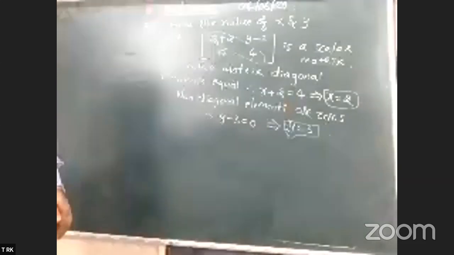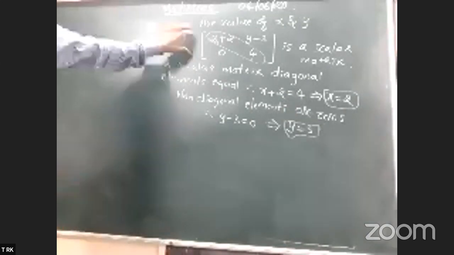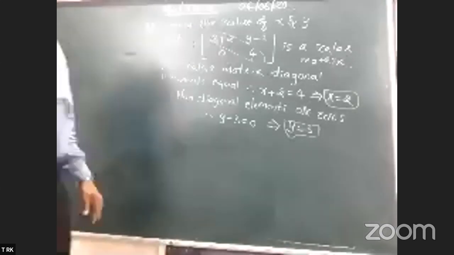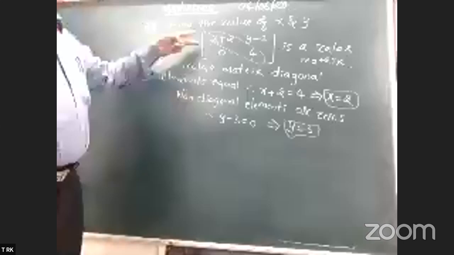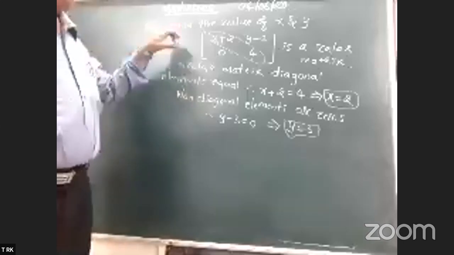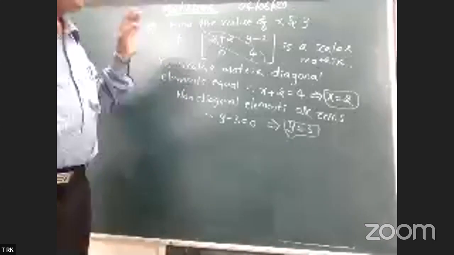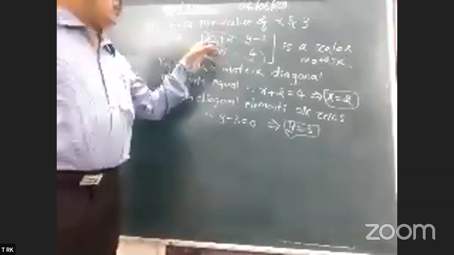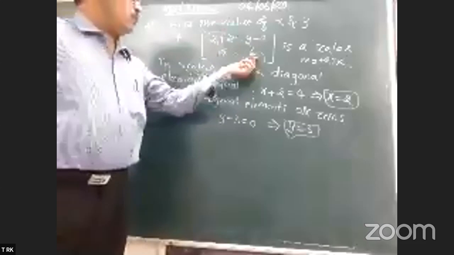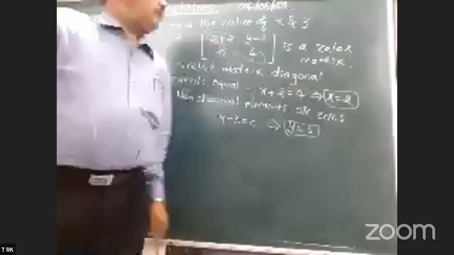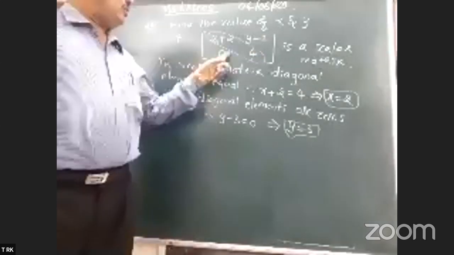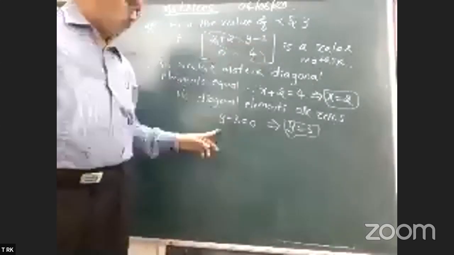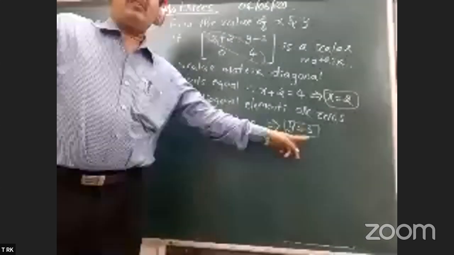So, find the value of x and y if this matrix is a scalar matrix. To find the values of x and y, use the conditions involved in a scalar matrix. In a scalar matrix, all diagonal elements are equal. That's why x plus 2 is equal to 4, x is equal to 2. And the non-diagonal elements are zeros, already here it is 0. So this must be 0. That's why y minus 3 is equal to 0. That is, y is equal to 3.